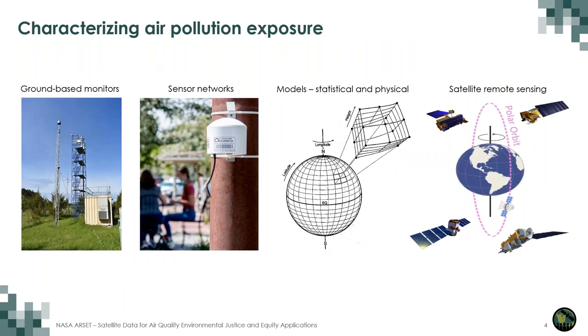There's a lot of different ways to characterize air pollution exposure. We have ground-based monitors, and this is an example picture of a federal reference monitor. These are costly and resource-intensive ways to measure air pollution in the air at a particular point in space. We have sensor networks, and increasingly these are low-cost sensors. Each of these costs on the order of a couple hundred dollars, which is significantly less than the federal reference monitors shown on the left-hand side of this slide.